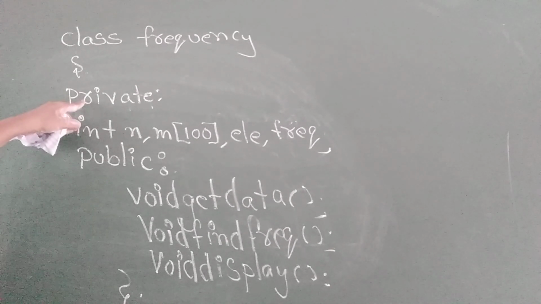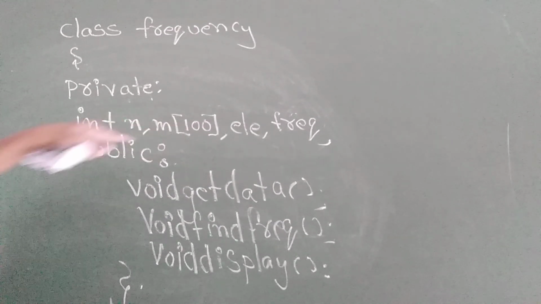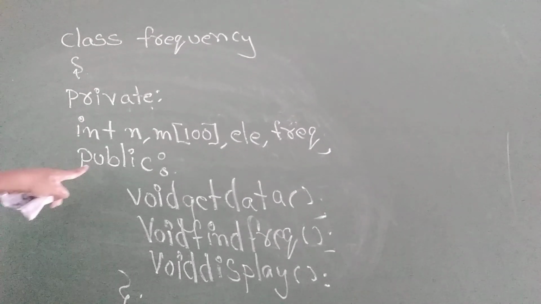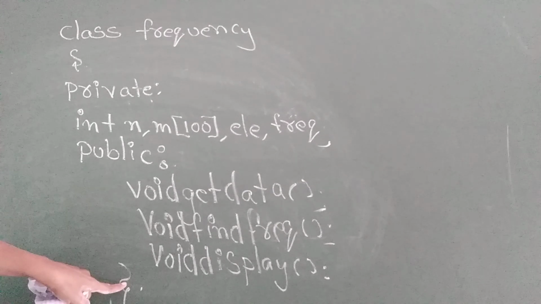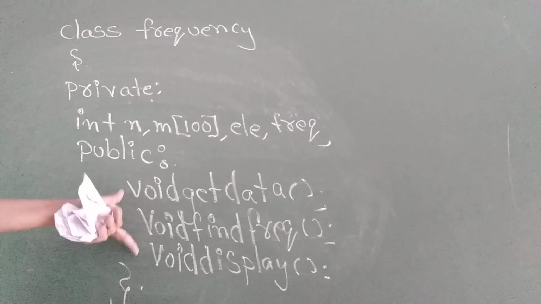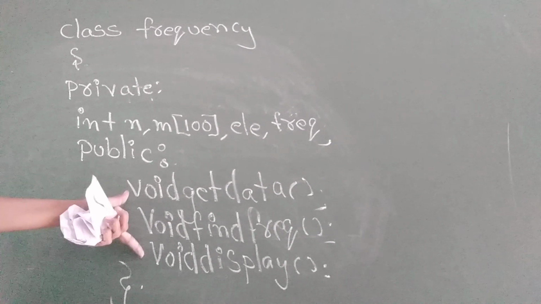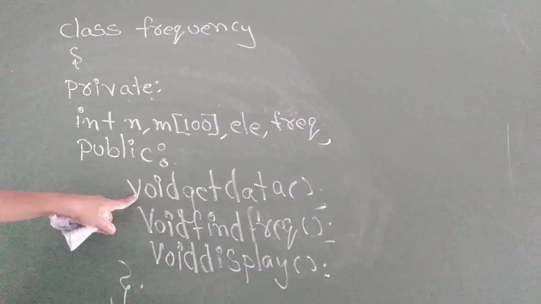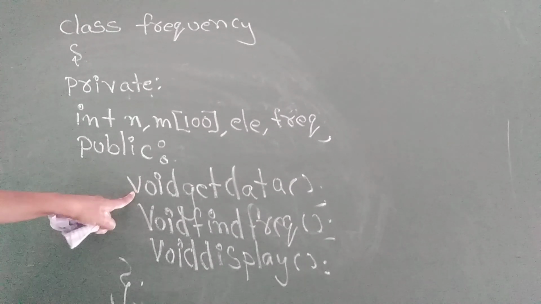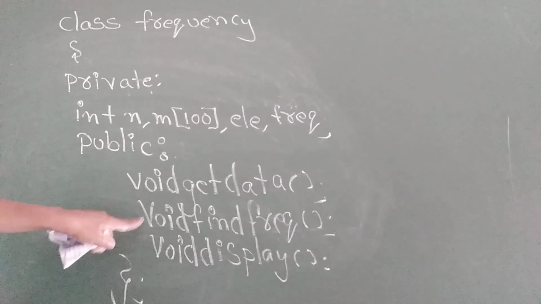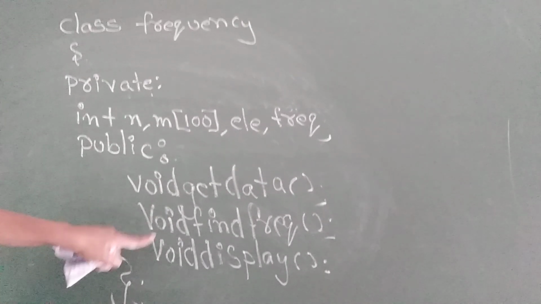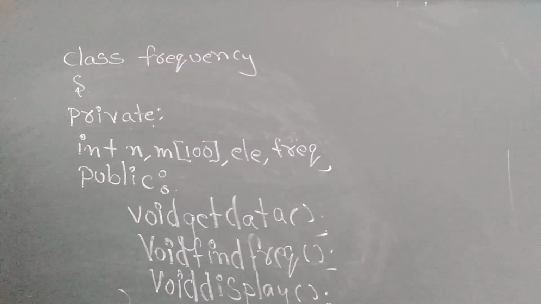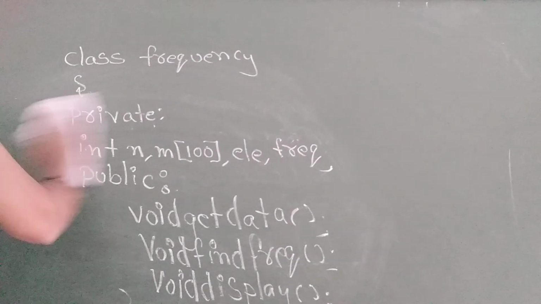Inside the class, public and private declarations are there. Under private we write the variables. Under public we write the functions. This we call function declaration. These functions we will define outside. I will erase it and write down the second part of the program.